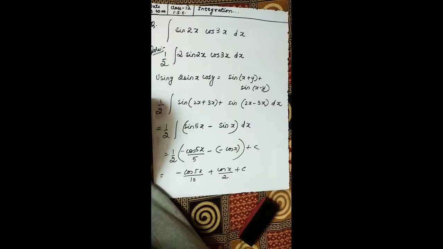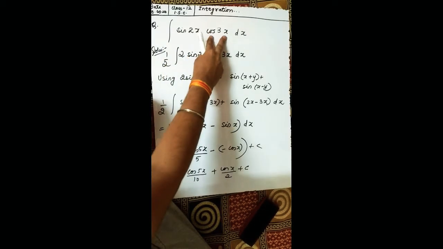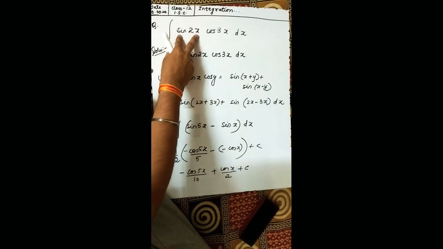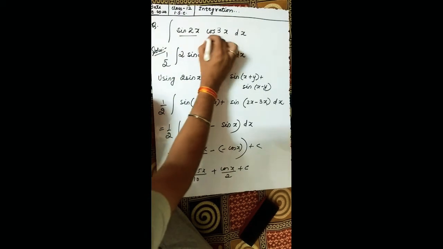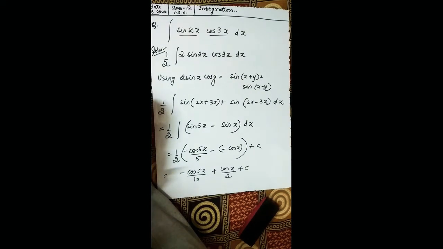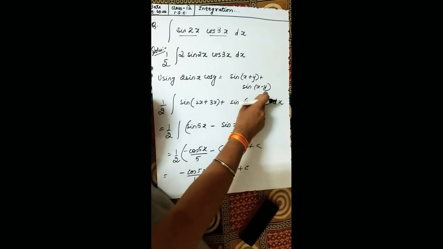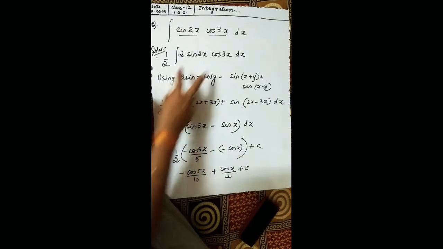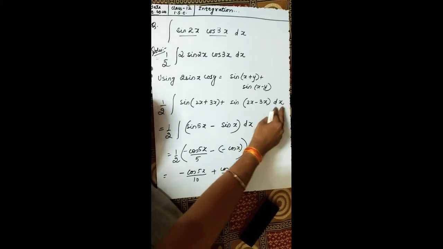Okay, let us see this question. Integration of sin 2x cos 3x dx. What to do in this question? See, we can use an identity, as this is a kind of sin x and this is cos y. So we can use 2 sin x cos y, which is sin of x plus y plus sin of x minus y. That is why we are multiplying 2 in the numerator and 2 in the denominator. So here we can use the identity: sin of 2x plus 3x plus sin of 2x minus 3x dx.